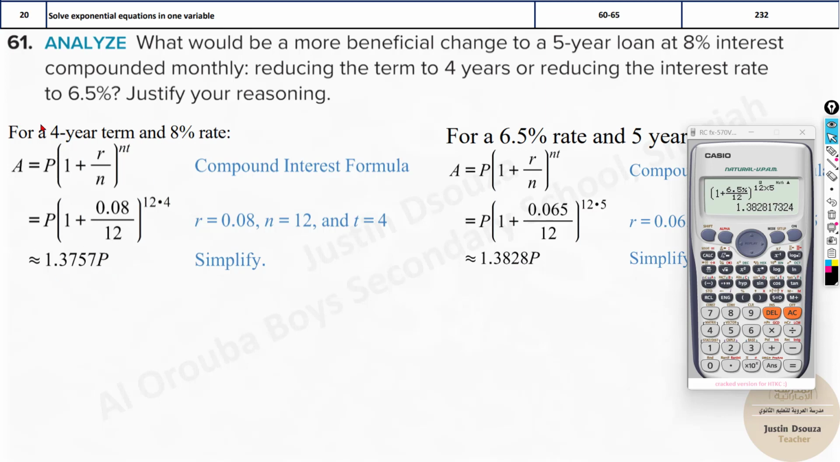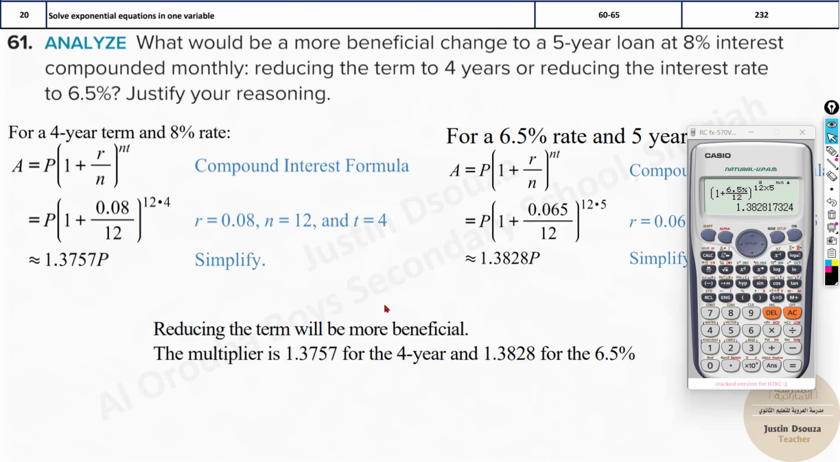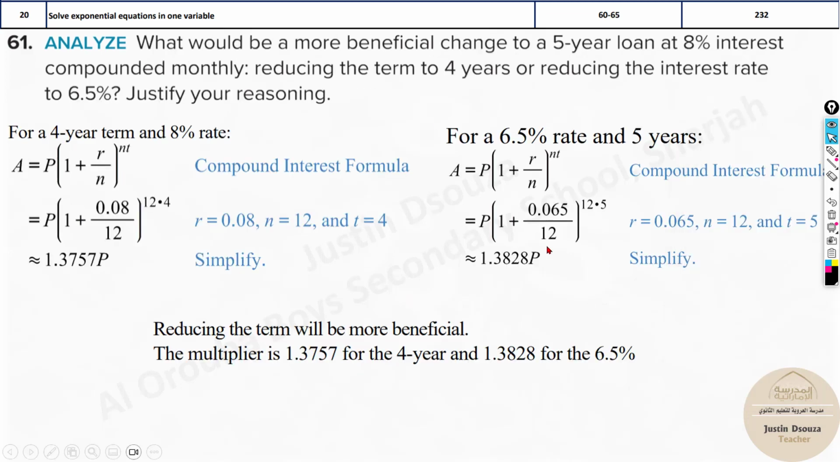Whereas if you take it within 4 years, it will be 13,700. You're going to save a little bit, if this is less than this. So reducing the term will be more beneficial because ultimately when you pay for 4 years, it will be this multiplier. So it's lesser than the other one. That's the answer. That's it.